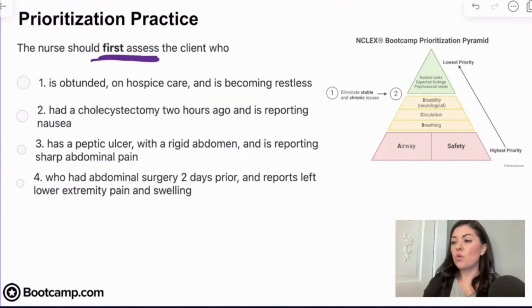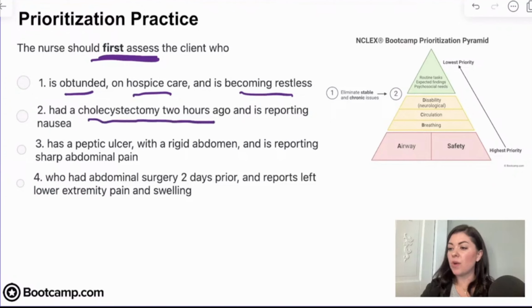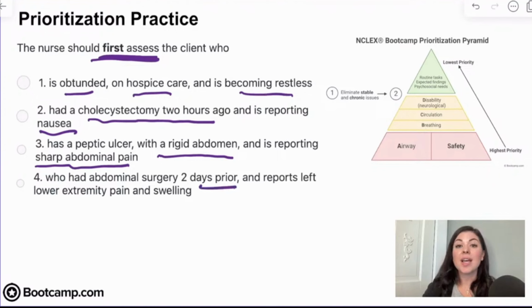Option 1, we have a client who is obtunded on hospice care and is becoming restless. Option 2, we have a client with a cholecystectomy 2 hours ago reporting nausea. Option 3, a client with a peptic ulcer with a rigid abdomen reporting sharp abdominal pain. And option 4, a client who had abdominal surgery 2 days ago and now has left lower extremity pain and swelling. So let's take a look at these just a little bit closer.